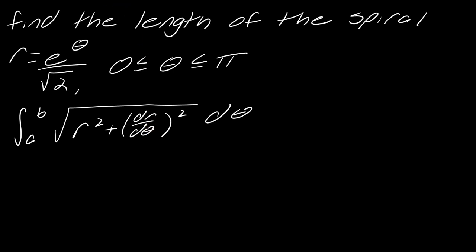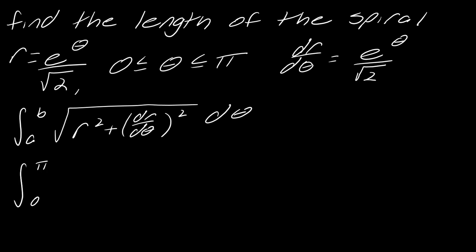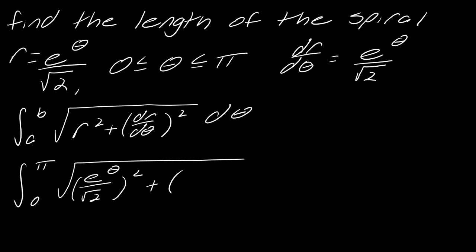In this case, if I take my dr d theta, this is a nice straightforward derivative, right? The derivative of e to the theta is still just e to the theta. So this is just going to be e to the theta over 2. Okay, so if I plug everything in, I go from 0 to pi. This is going to be e to the theta over the square root of 2 squared. And then the same thing, square root of 2 over 2 squared d theta.